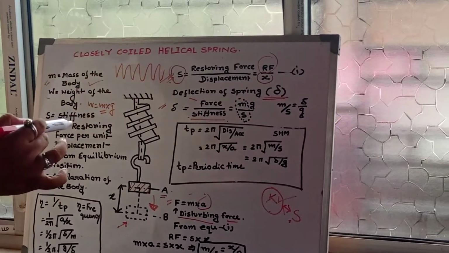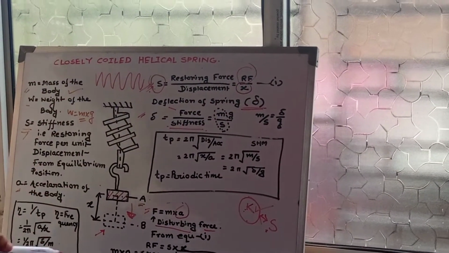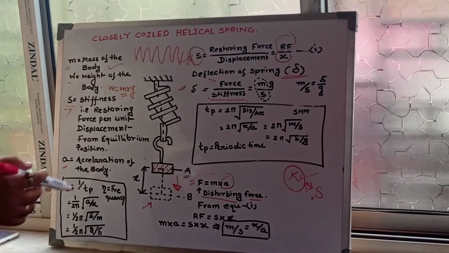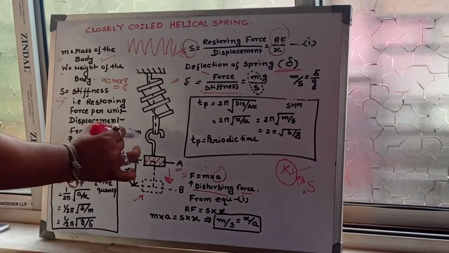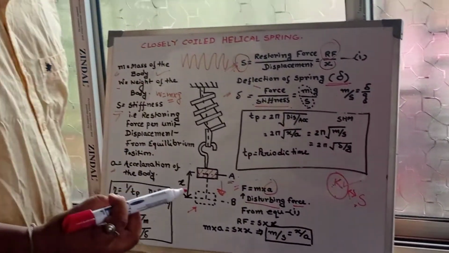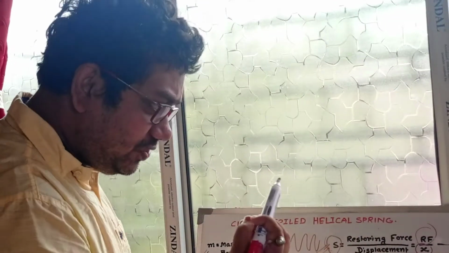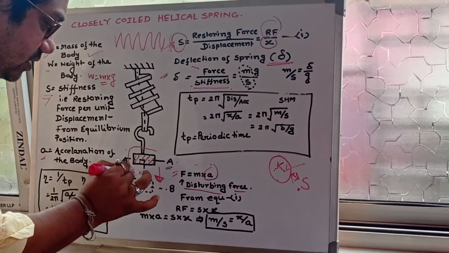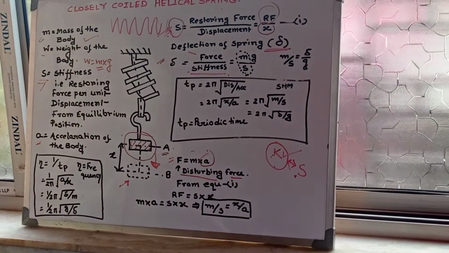Why m into g? Because understand, this force which is there, it is generated for which condition? It is generated by its self weight. It is the force which is attached here. Just imagine, there is a force attached.